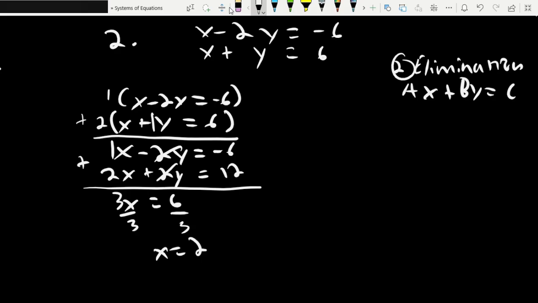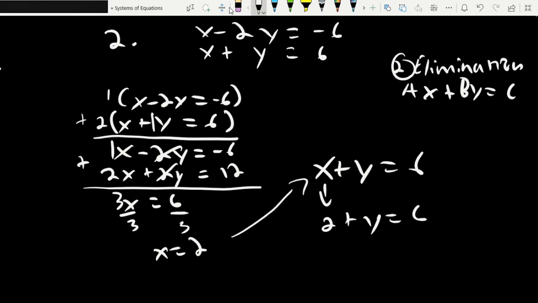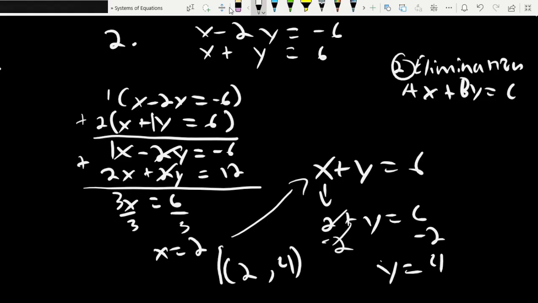So now we just have to plug the x equals 2, of course, in one of these equations and just solve for y. So let's do this one, because this one's simpler. X plus y equals 6. You just plug in that 2, plus y equals 6, minus 2, these cancel out, and y equals 4. So the ordered pair is going to be 2, 4. So that means that this is the solution to this system of equations.